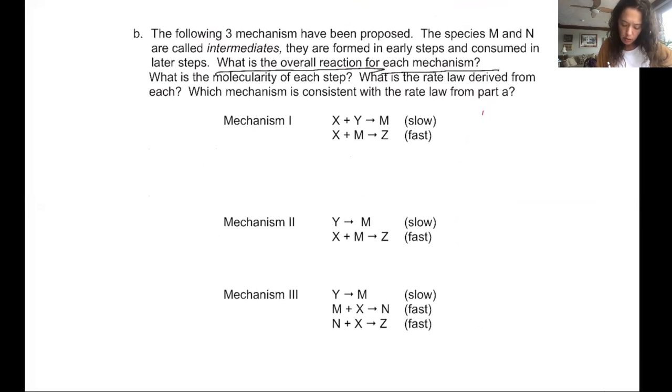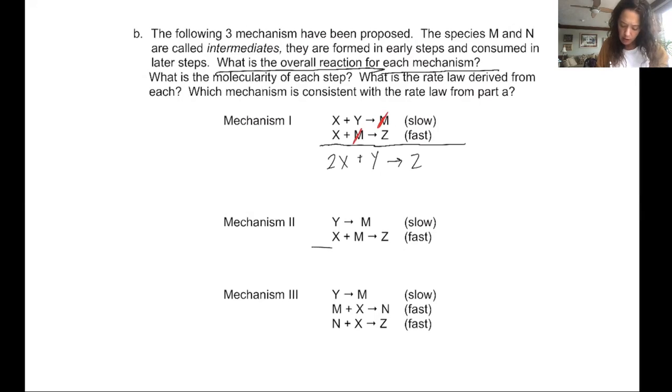Okay, let's do that. Let's look at the first one. And I see that M cancels because it is present on both sides of the reaction. And it is first a product and then a reactant. So it is an intermediate. You need to be able to identify that. And what I'm left over with are 2 x's. So that would be 2x plus y yields z.